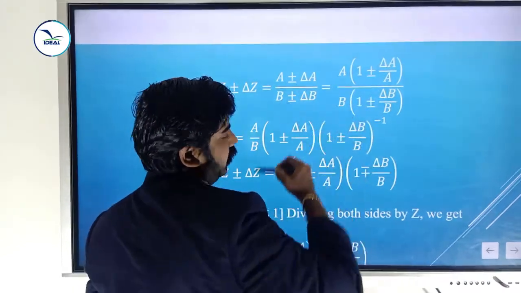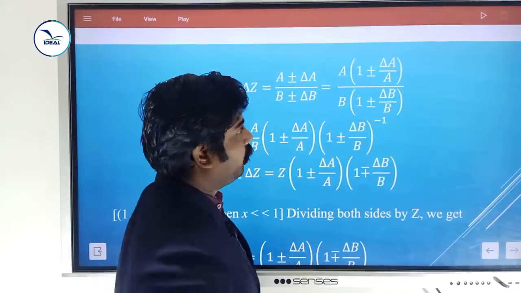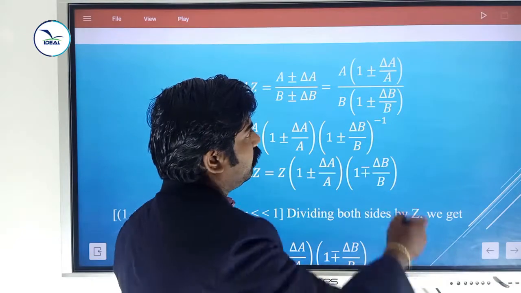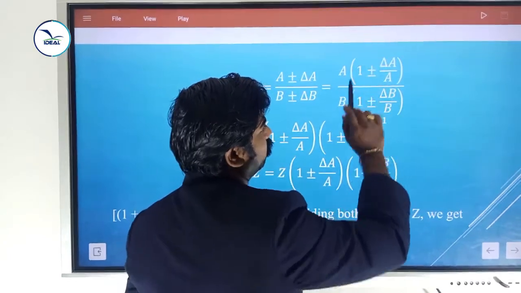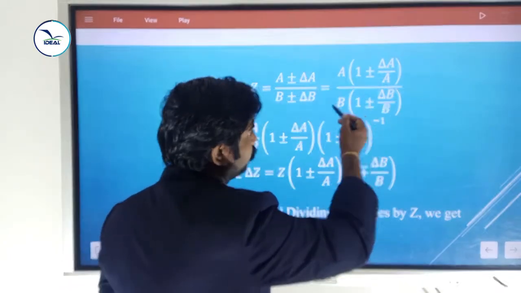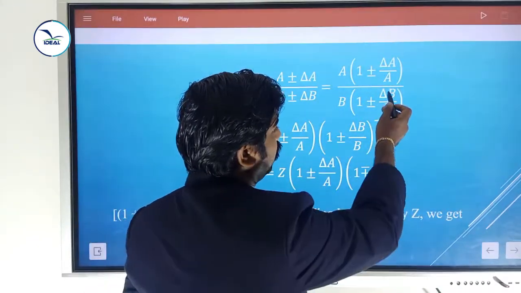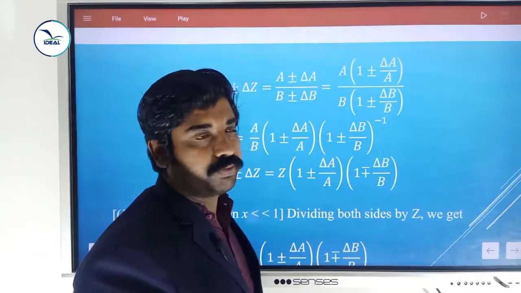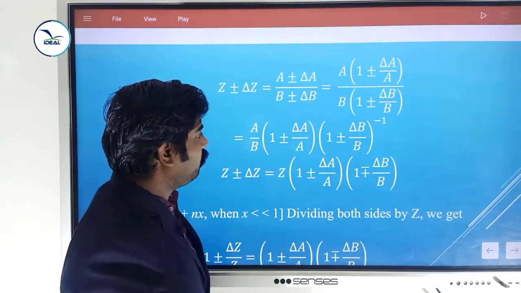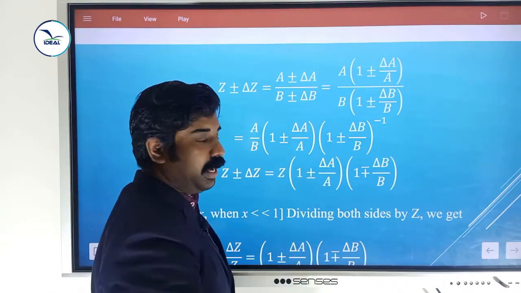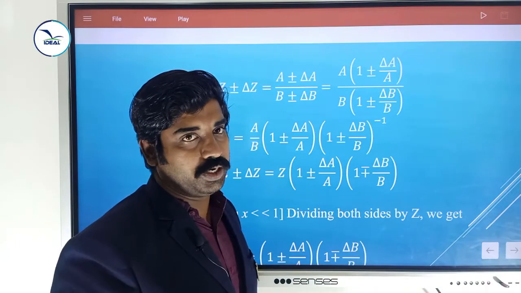We can take A outside, so 1 plus or minus delta A by A. Because here there is no A, we can multiply and divide with A, then we take that A outside. So that is 1 plus or minus delta A by A. And from this we can take B, so B into 1 plus or minus delta B by B. So again we can rewrite this equation as A by B into 1 plus or minus delta A by A into 1 plus or minus delta B by B all raised to minus 1.